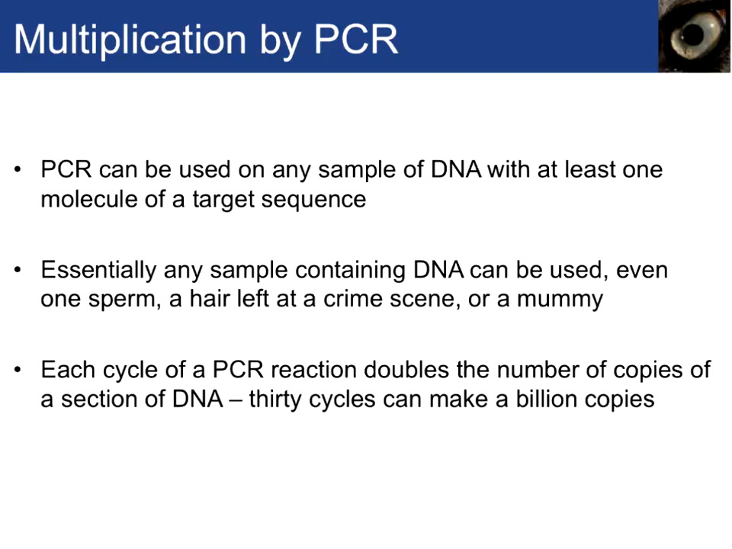is not damaged. A PCR machine cycles the reaction between high and low temperatures, and in each cycle of the PCR reaction, the target sequence of DNA doubles. For instance, 30 cycles, which is the normal number of cycles of a PCR reaction, can make a billion copies of a single section of DNA.